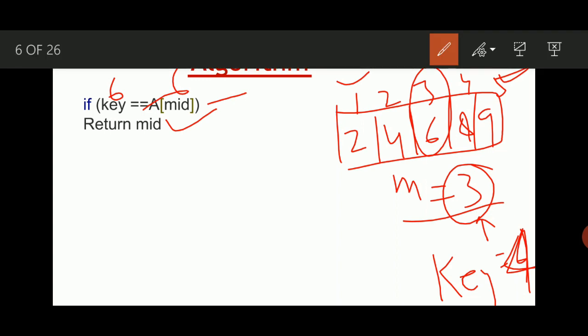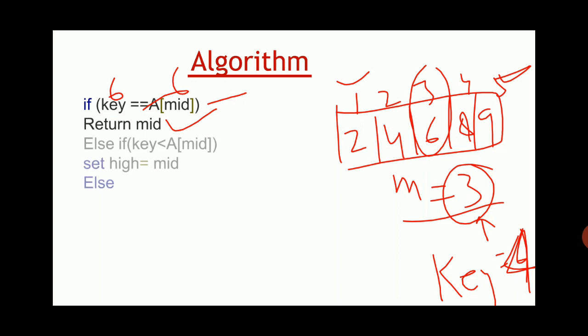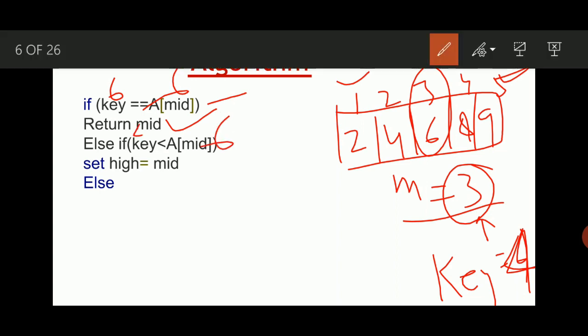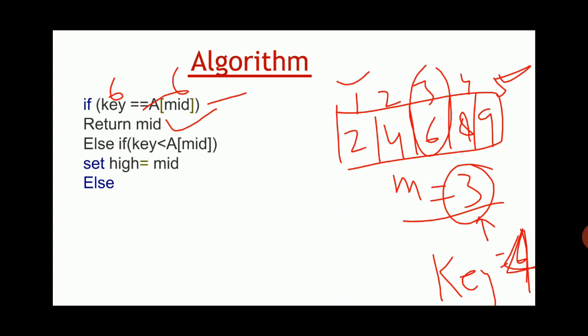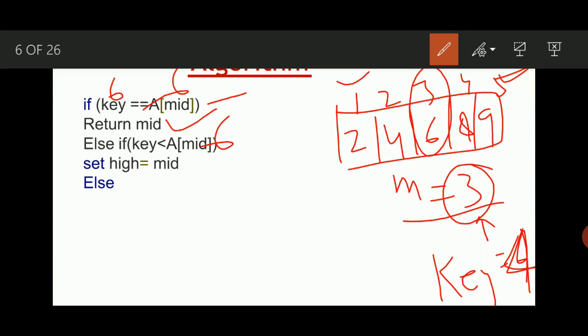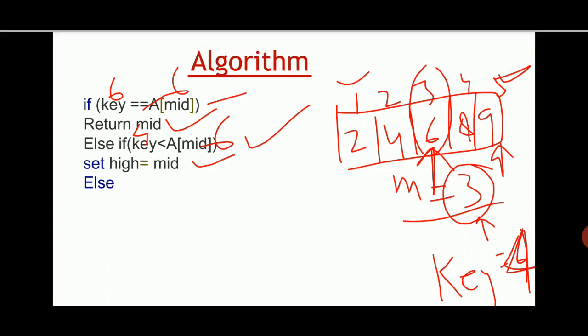Else if the key is less than A of mid. The key value is 4 and A of mid is 6. This value is 6 and the key is 4, so this is right. Set high equal to mid, meaning high is set to mid here. Otherwise, else set low equal to mid and end if.